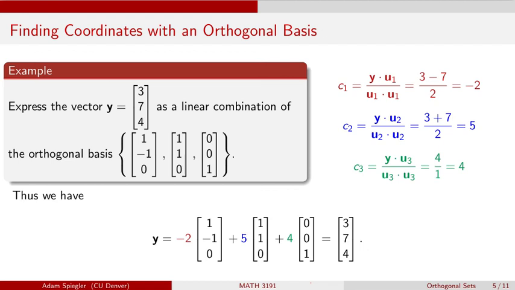And this gives us the coordinates of y relative to this basis, we can call this basis B. Then what we've shown is that y with respect to this basis B is equal to minus 2, 5, and 4. Okay, pulling off those weights. So you can check this arithmetic that minus 2 times u1 plus 5 times u2 plus 4 times u3 does indeed give us the vector 3, 7, 4 back.